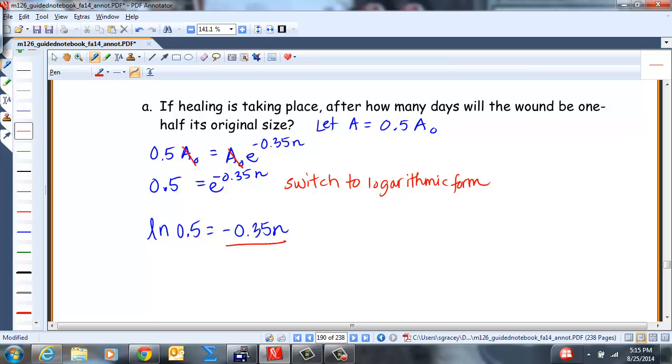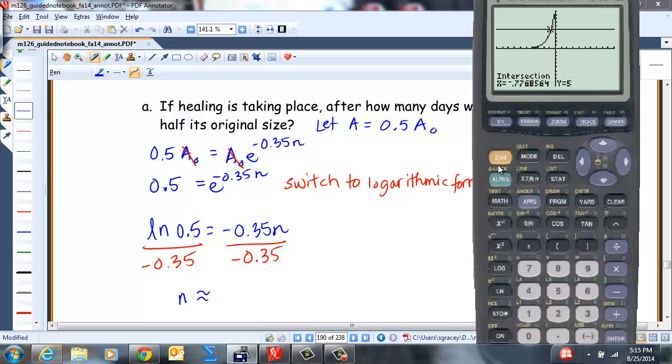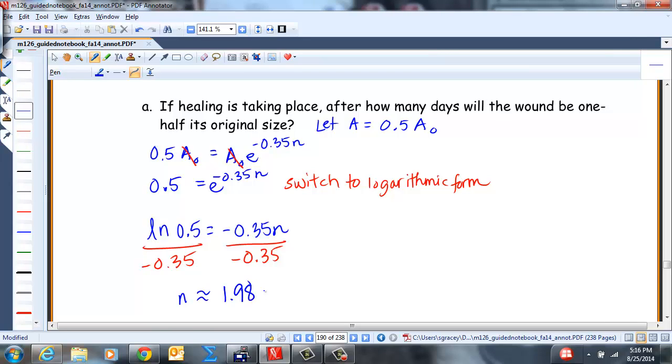Isolating the n, if we divide both sides by negative 0.35, we will get n is approximately, let's check it out. So natural log of 0.5, remember to end the parenthesis, divided by negative 0.35 is approximately 1.98 days. Okay?